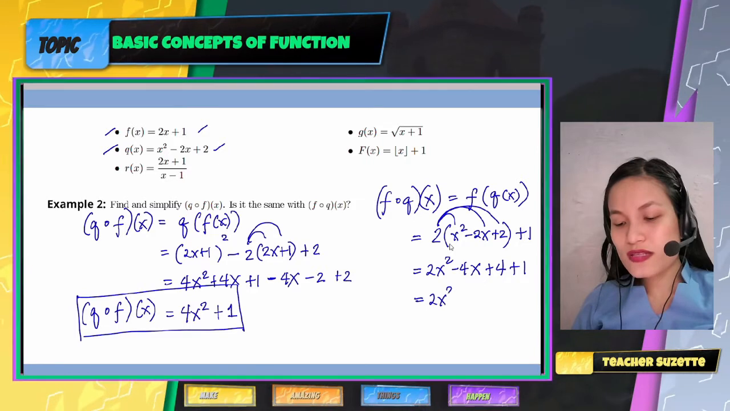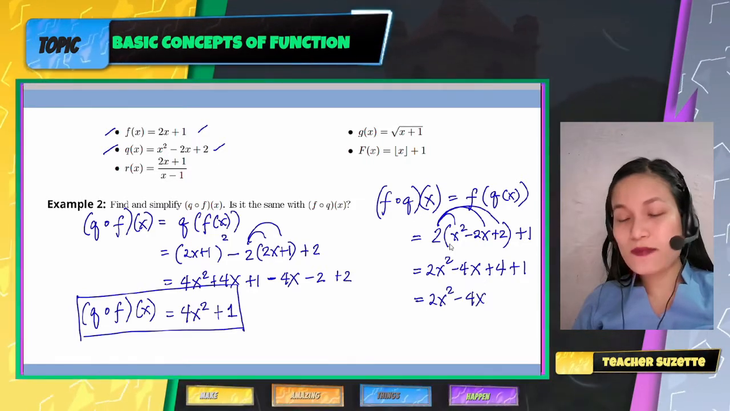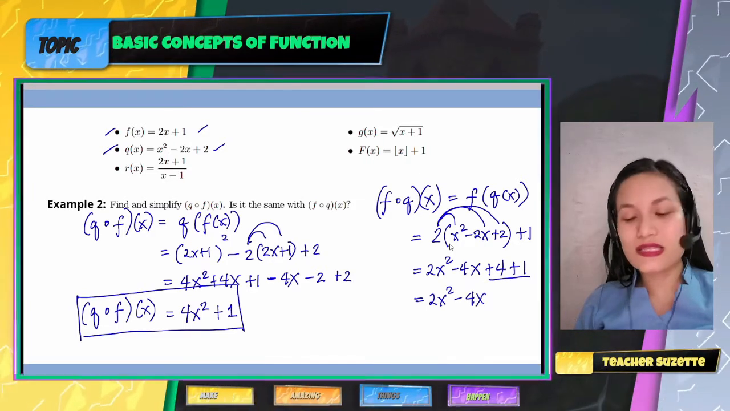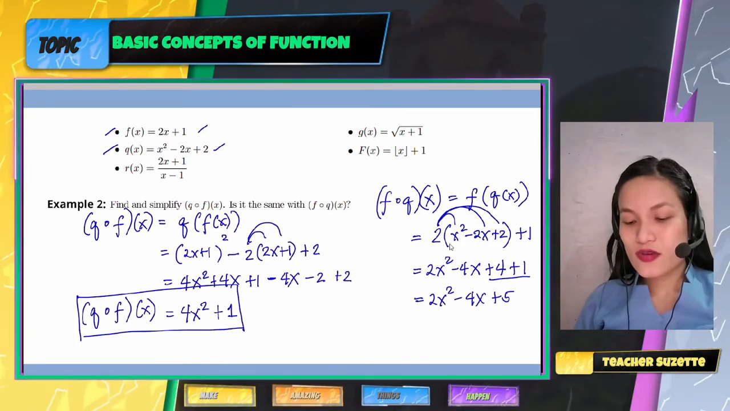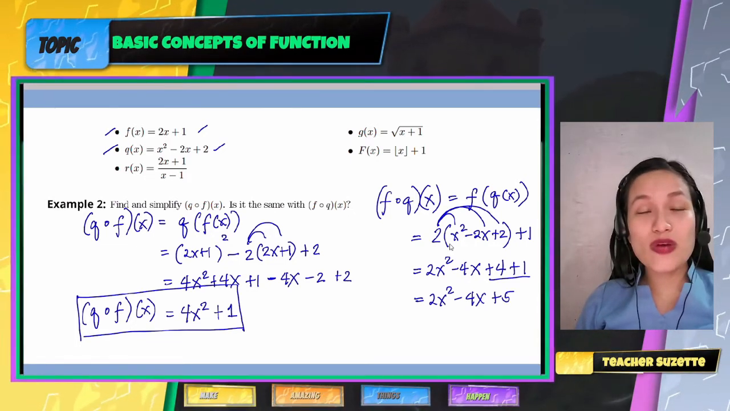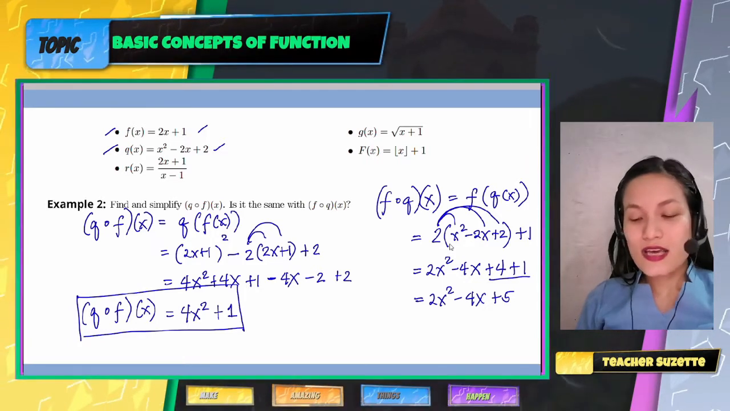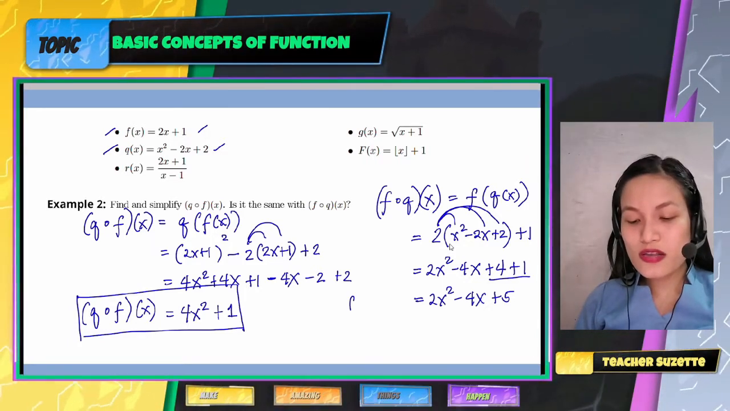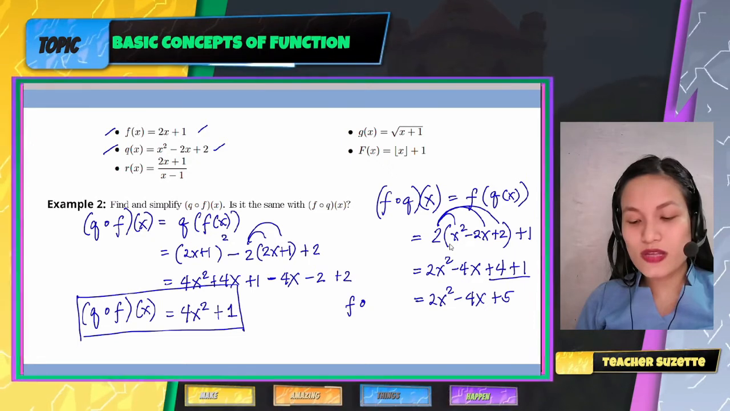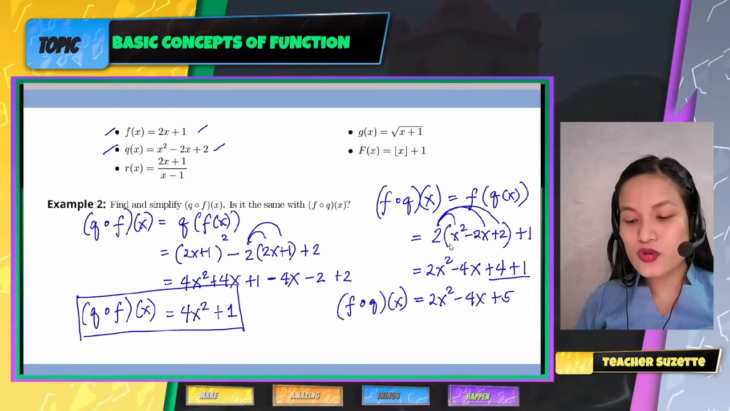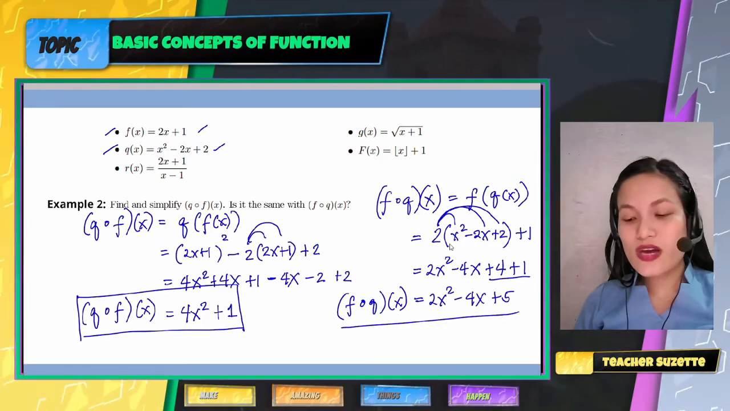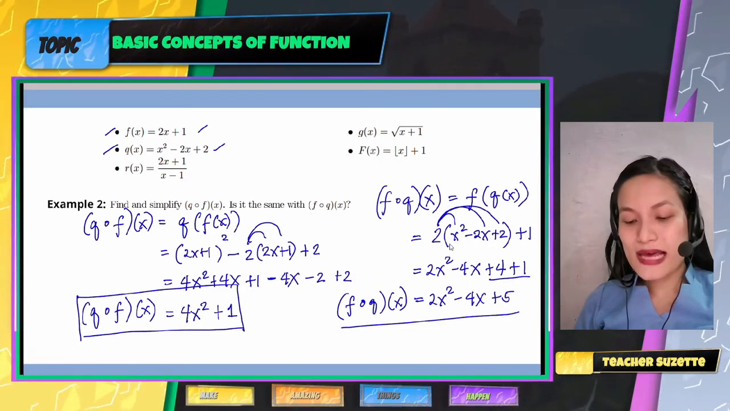Finalize pa natin or simplify pa natin. You will have 2x squared minus 4x. Dahil nga po ang 4 and 1 can still be combined. So, it will be plus 5. So, obviously, wala naman na tayong pwedeng i-combine sa ating equation. So, therefore, the composite function of f with q of x is equal to 2x squared minus 4x plus 5.